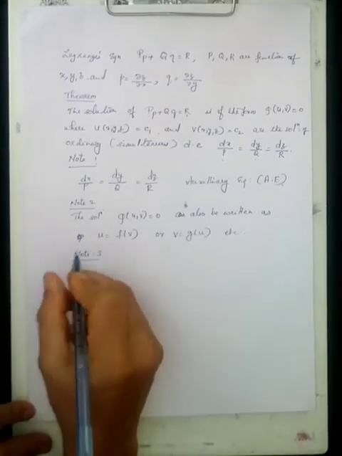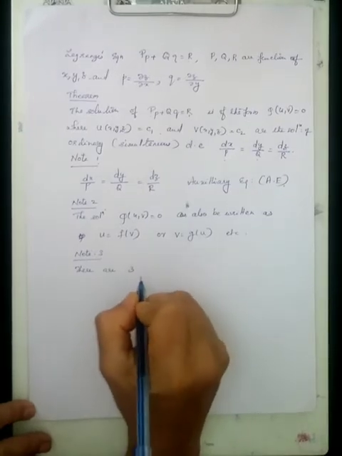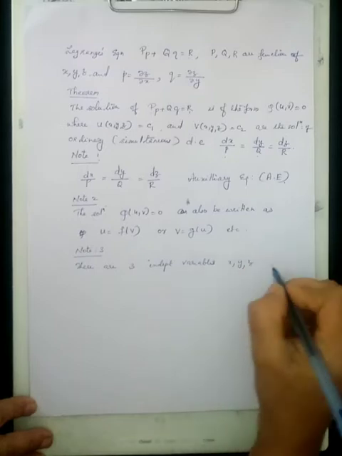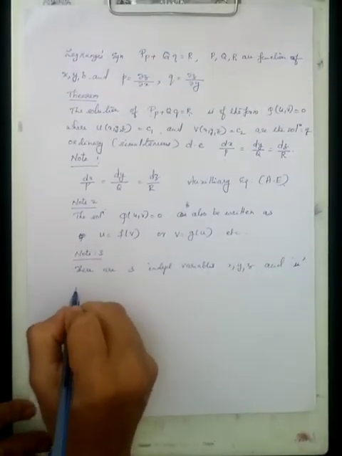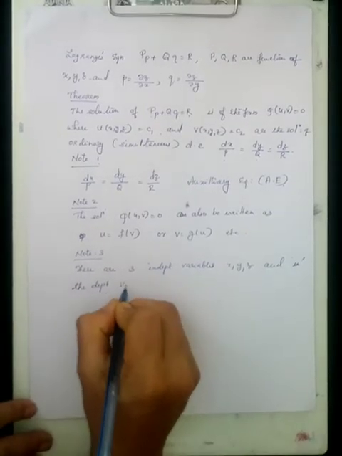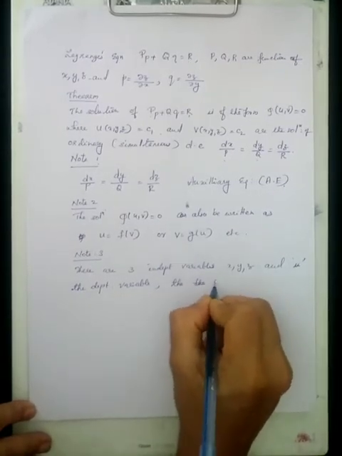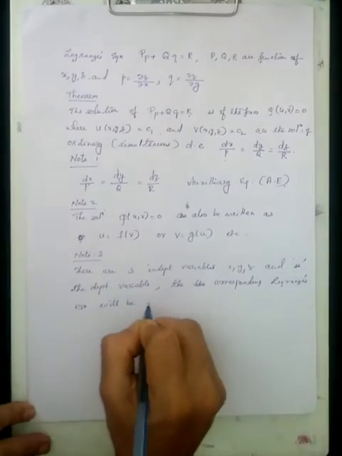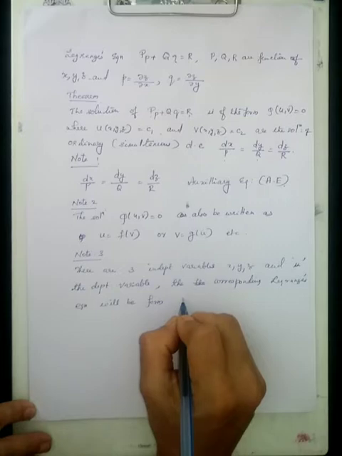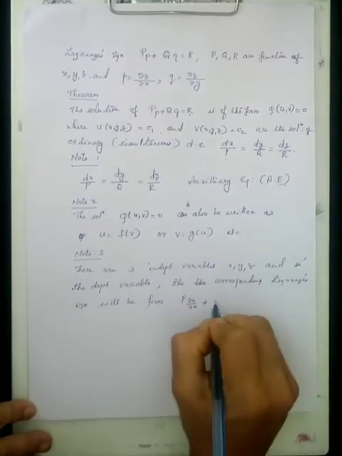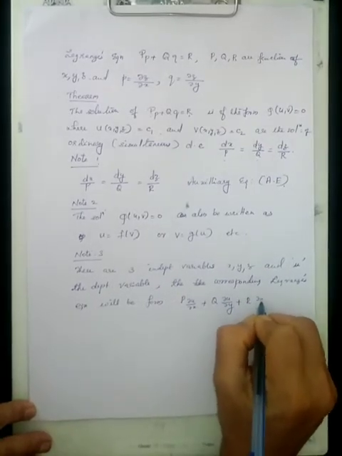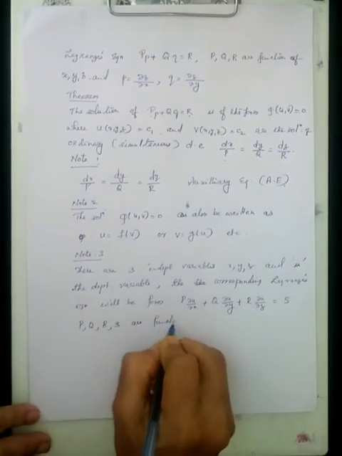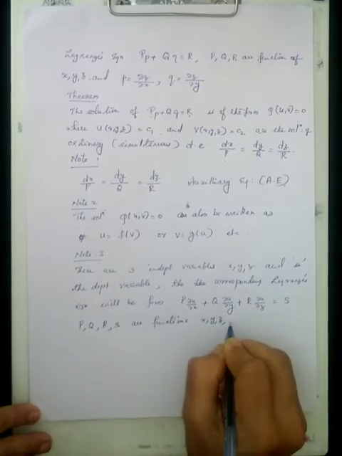In addition, if there are 3 independent variables, say x, y, z, and u being the dependent variable, then the corresponding Lagrange's equation will be of the form P ∂u/∂x + Q ∂u/∂y + R ∂u/∂z = S, where P, Q, R, S are functions of x, y, z, and u.